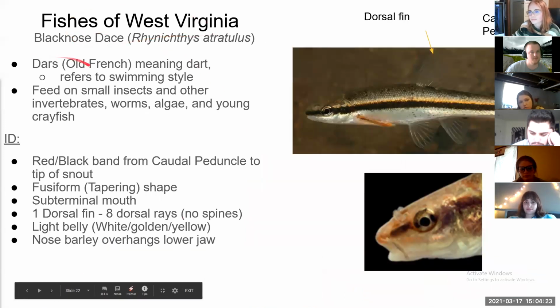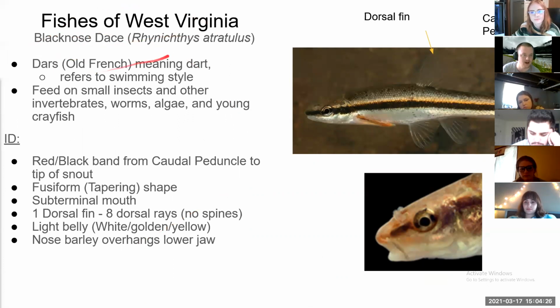So this is another one. This is probably one of the most common ones we find, the blacknose dace, Rhinichthys atratulus. It's in our stream surveys. Within our lab, we do headwater stream surveys. So the dace comes from an old French word, dars, which means to dart, and that refers to its swimming style. These feed on small insects and other invertebrates, sometimes algae and worms and young crayfish, but mainly small insects, generally the immature stages.